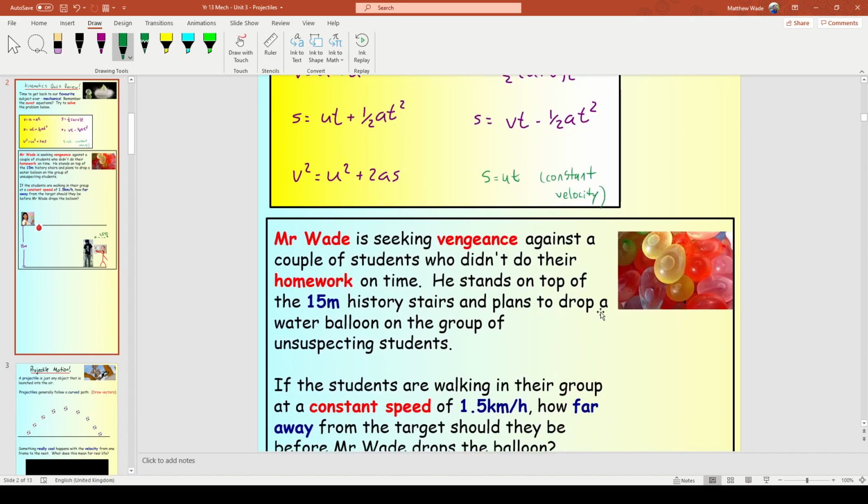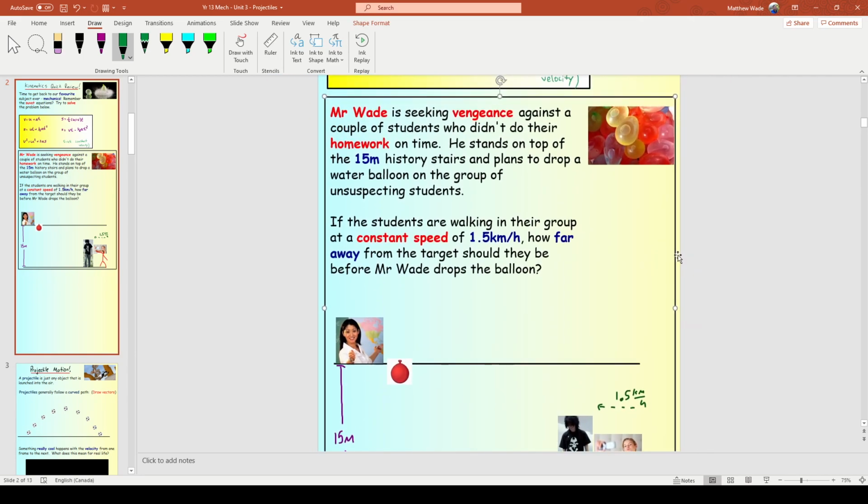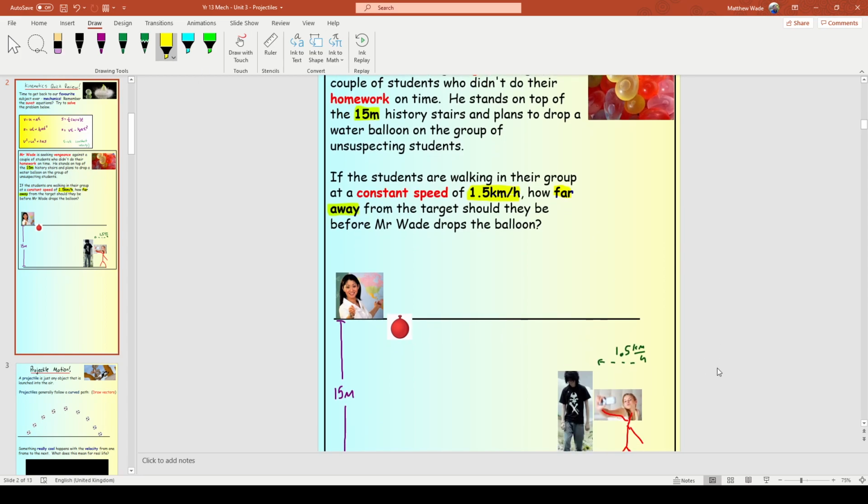Cool. So, as a bit of a starter, here we go, my buddies. It says, Mr. Wade is seeking vengeance against a group of students who didn't do their homework on time. He stands on top of the 15-meter history stairs and plans to drop a water balloon on the unsuspecting students. If the students are walking in their group at constant speed, so SUT, of 1.5 kilometers per hour, how far away from the target should they be before Mr. Wade drops the balloon in order to hit them?